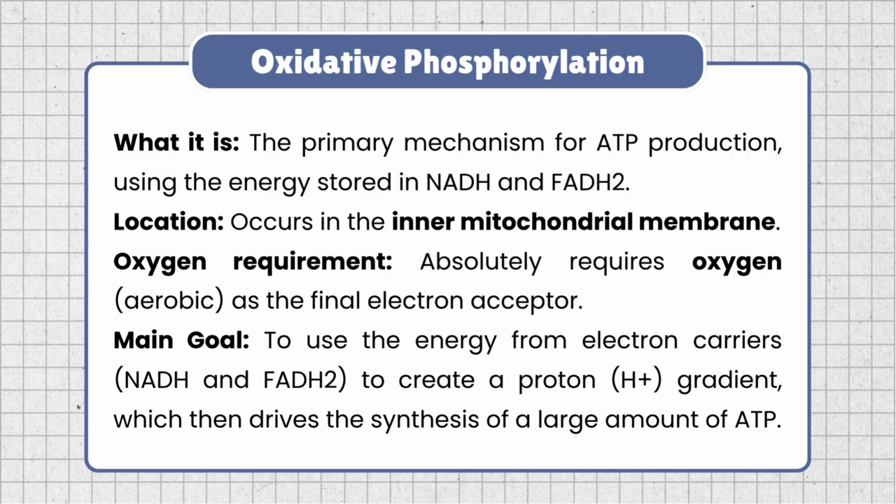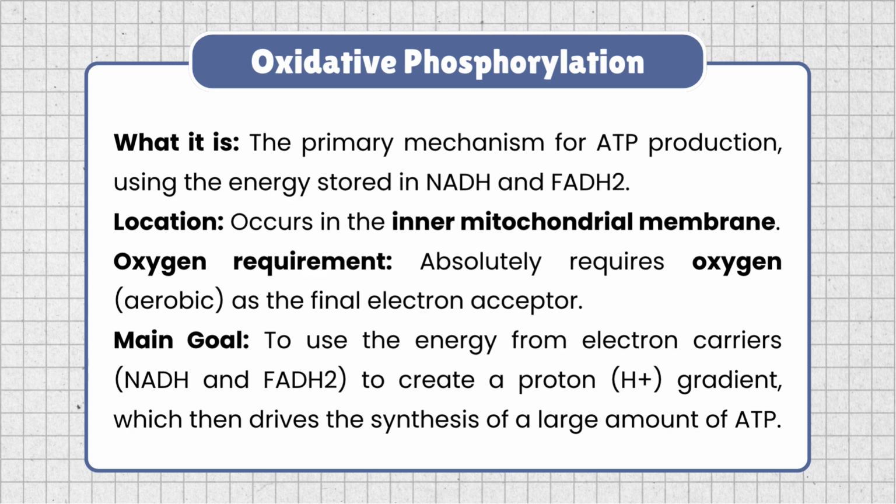Now, for the final and last stage of the cellular respiration, we have the oxidative phosphorylation. So, what is this? This is the body's primary mechanism for producing ATP, or cellular energy, utilizing the energy stored in NADH and FADH2, which are electron carriers.